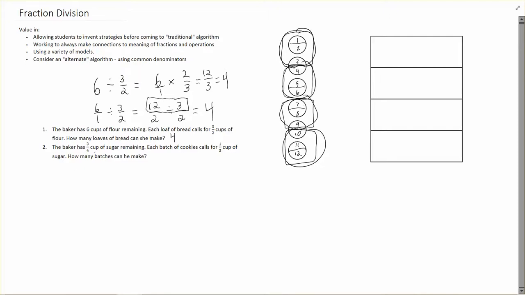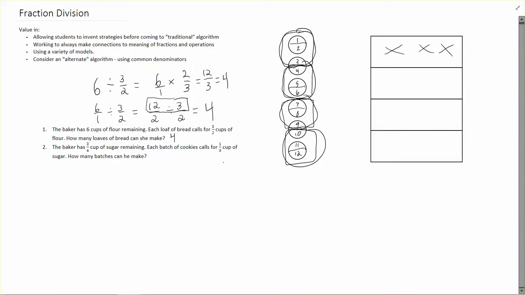The baker has 3/4 cup of sugar remaining. Each batch of cookies calls for 1/3 cup of sugar. How many batches can he make? So I've got a picture over here. This is a cup split into fourths. So if he's got 3/4, then this part's already gone. And he's got this 3/4 left here.